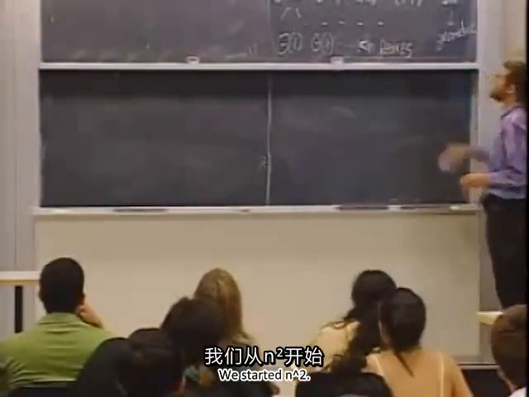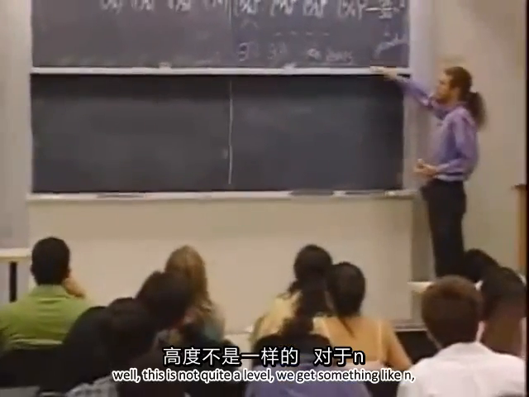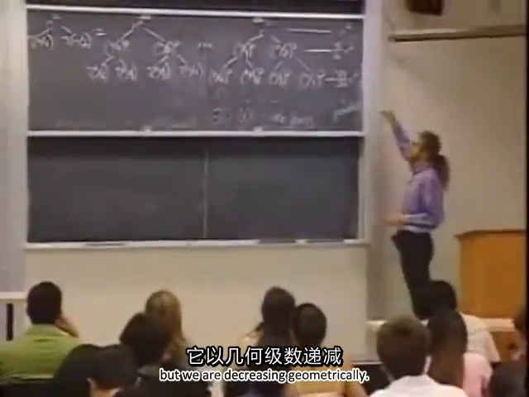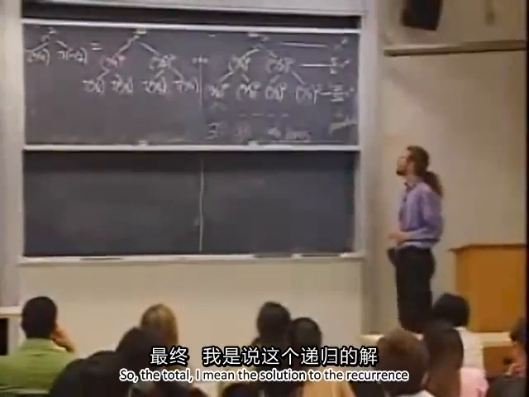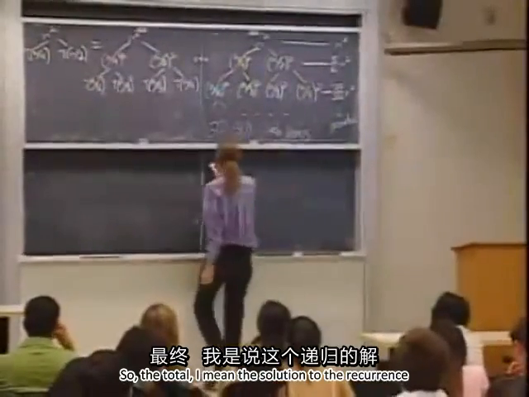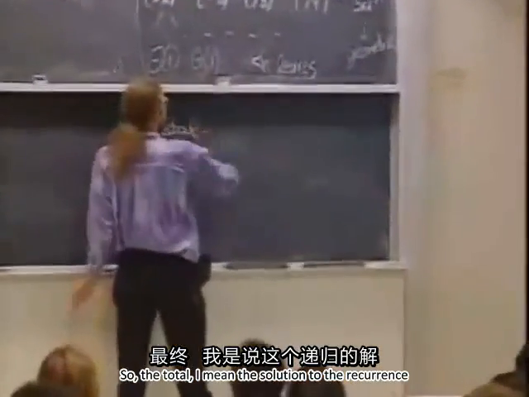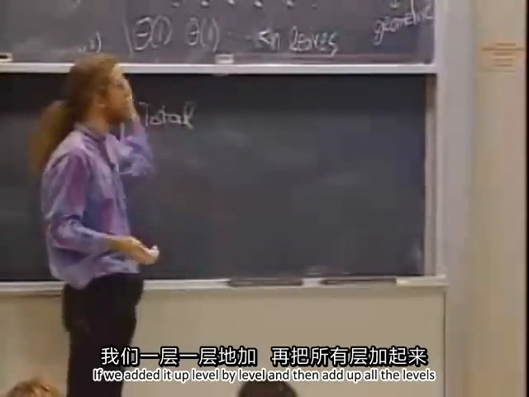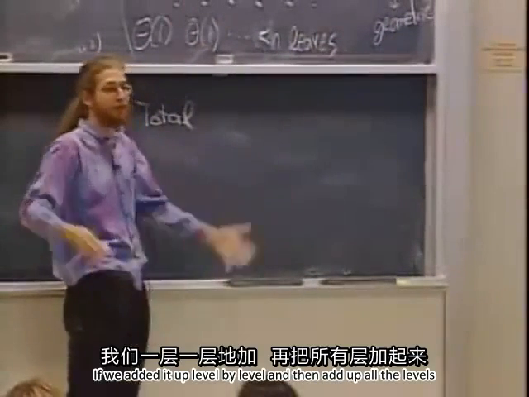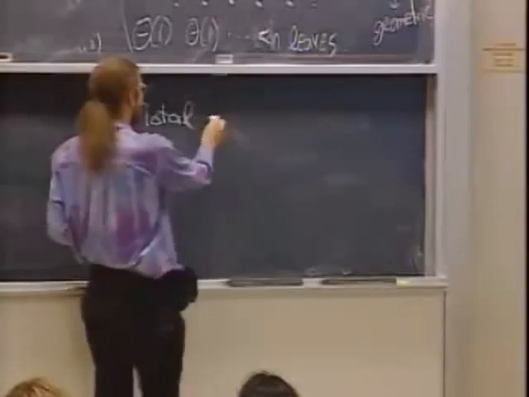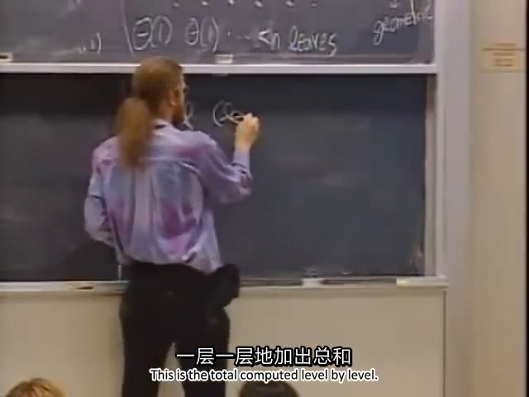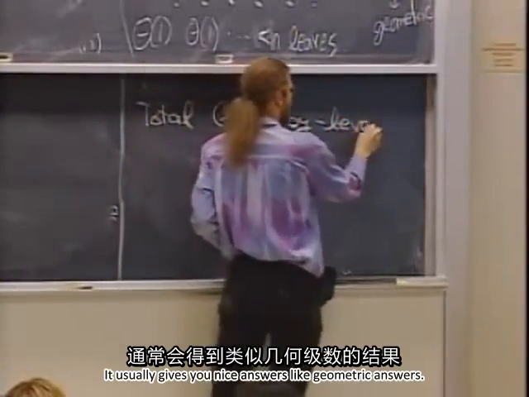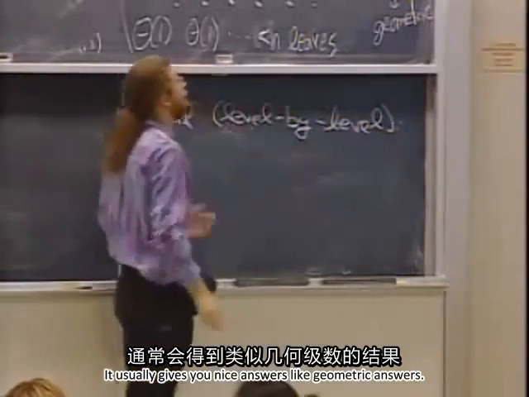So we start at n squared. We know that at the bottom, well, this is not quite a level, we get something like n. But we're decreasing geometrically. Okay, so the total is sort of the total. I mean, we know the solution to the recurrence is the sum of all the numbers in this tree. So if we add it up level by level and then add up all the levels, that's going to give us the answer. So this is the total computed level by level. It's just a cute way to compute it. Usually gives you nice answers like geometric answers.